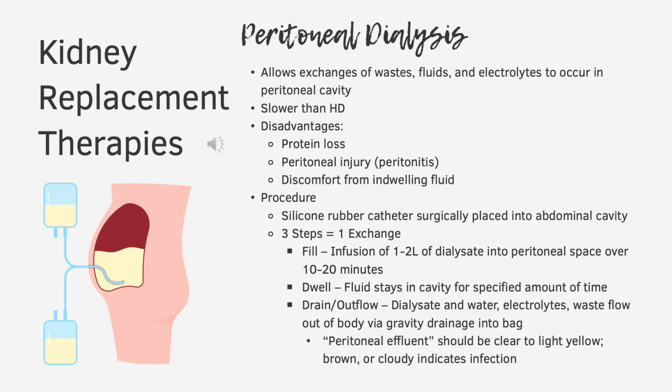The fluid, which now contains waste, is going to be drained out by gravity into a collection bag. The drained out fluid, or peritoneal effluent, should appear clear to light yellow. Any brown or cloudy outflow should be raising flags for infection or even a complication like peritonitis. The dialysis process relies on diffusion and osmosis, using the peritoneal membrane's large, porous surface to help remove waste products from the blood and fluid from the blood into the dialysate.